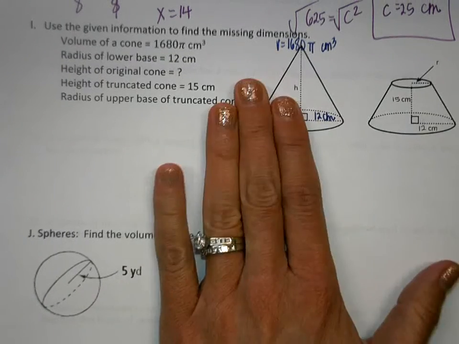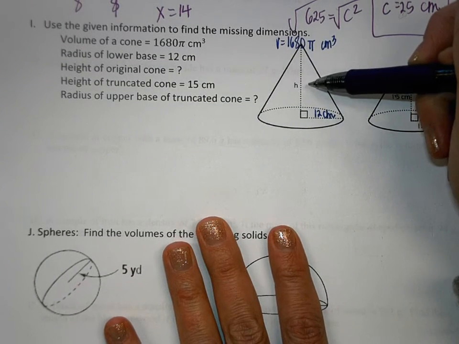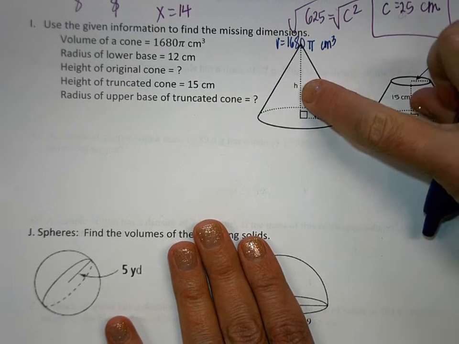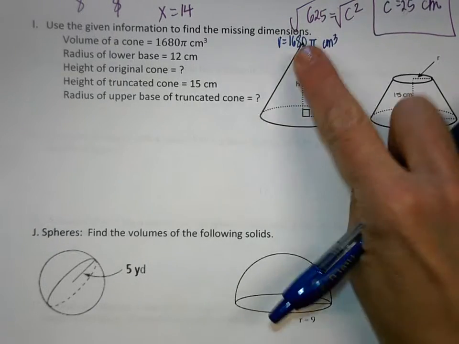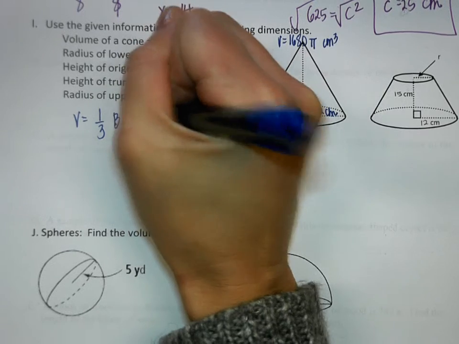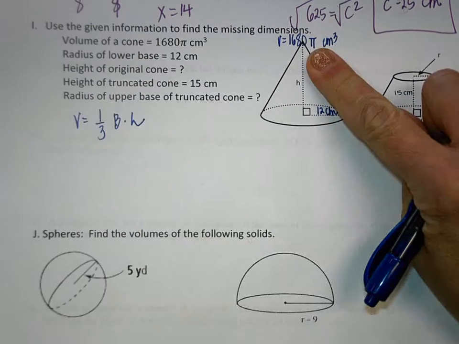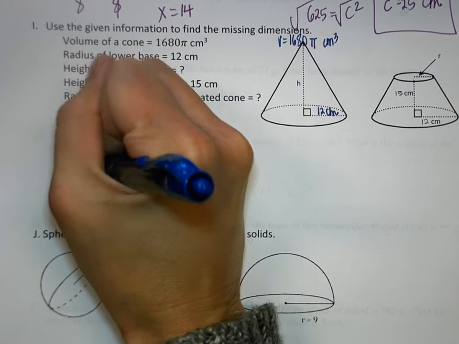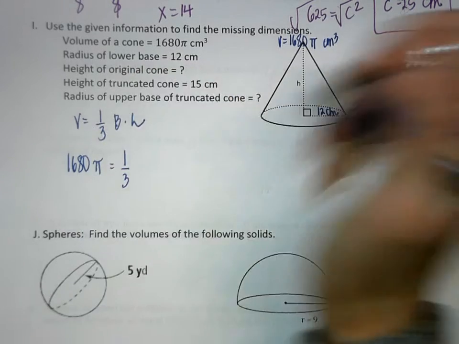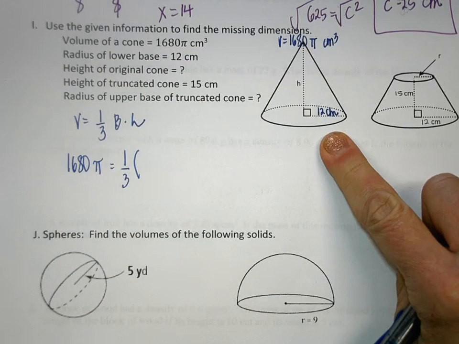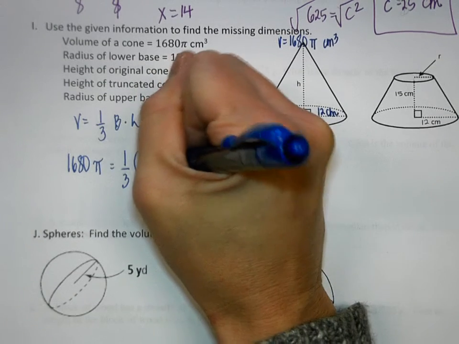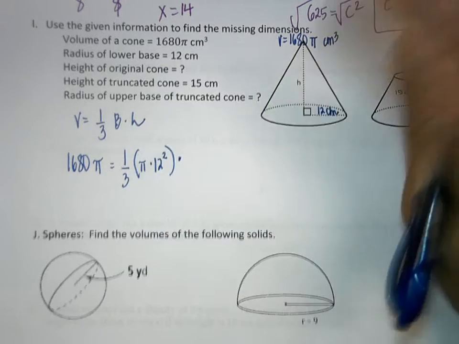Do you see how we're just missing a height here? And I have all the other information? Right, but let's start with finding this height. I can do that with my volume formula. Volume equals 1/3 base area times height. 1680 pi equals 1/3. My base area is going to be pi times 12 squared. And then times our height, which we don't know, so I'm going to put that as h.